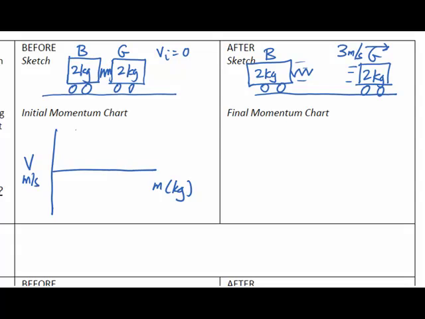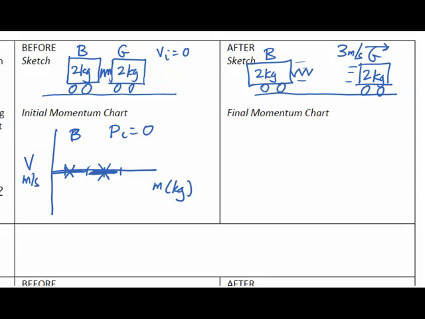So let's take a look at the momentum chart for the blue cart. The mass is 2 kilograms. But it has no velocity. I'll just put an X to kind of show that it's there. And our green cart, starting it here, 2 kilograms. Again, it has no velocity. So our initial velocity is equal to 0. Neither cart is moving, so there's no velocity.